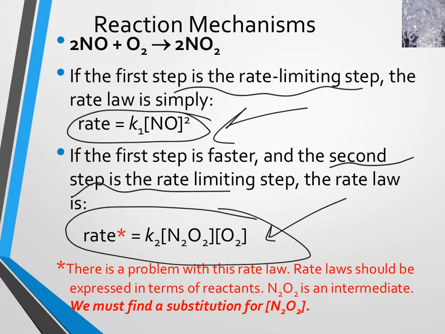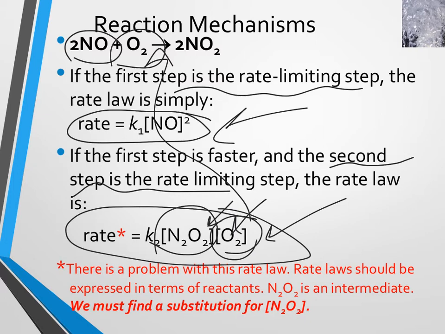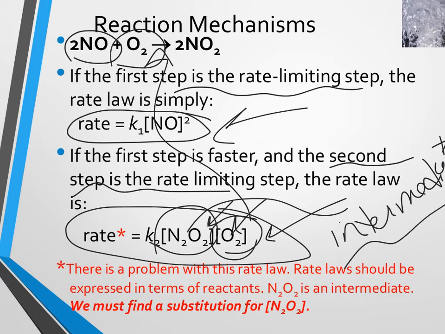Remember what I said, always make sure that the substances in the rate law are reactants. Well, oxygen certainly is a reactant, but N2O2 is not a reactant. We'll learn about something called an intermediate later. That's something that's formed and destroyed in the middle of a reaction. Since it's not a reactant, and it's also not a product, it's got to be an intermediate. You cannot present rate laws in terms of substances that are not reactants.